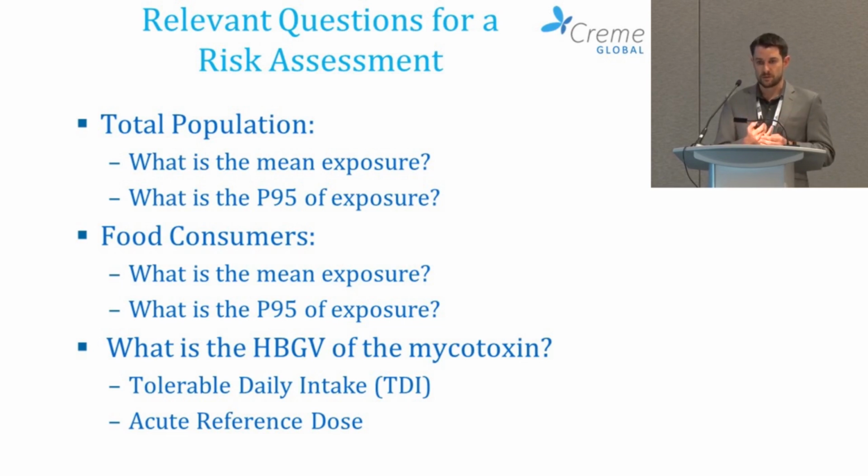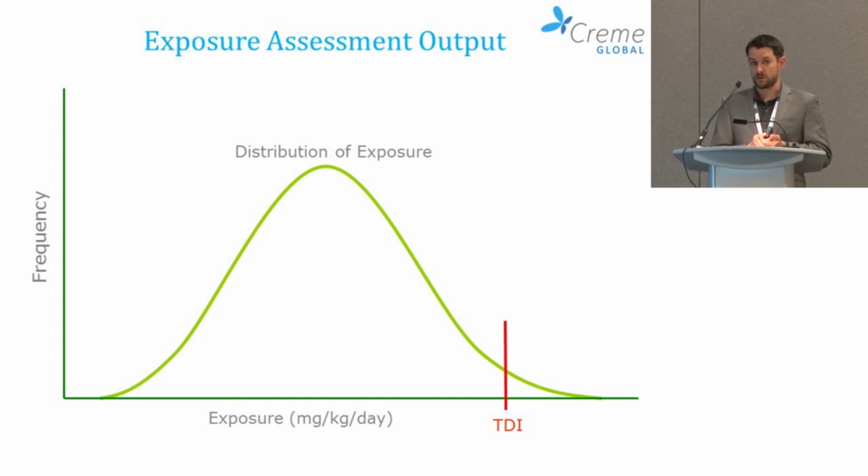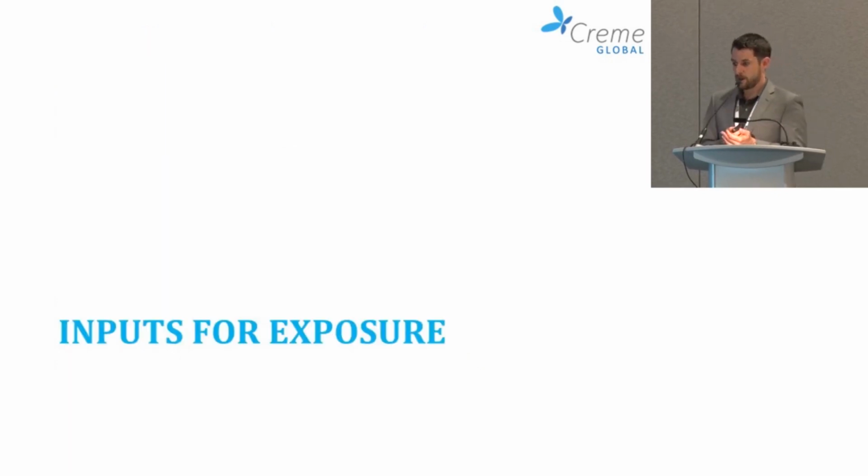And the key question you want to ask then in light of that is, what is the health-based guidance value for the chemical? What is the tolerable daily intake for the mycotoxin? Or if you're thinking about acute exposure, you might be worried about the acute reference dose. So a schematic of what exposure looks like in a population: you consider all the foods that they eat, all the concentrations of the mycotoxin, you combine them and you get a distribution of exposure, and you look at where your tolerable daily intake falls in your distribution of exposure and then make some conclusion on your risk to the population.